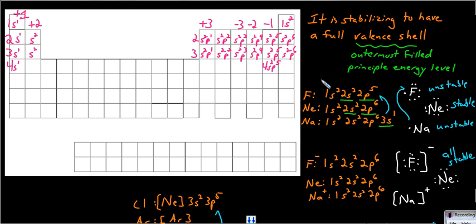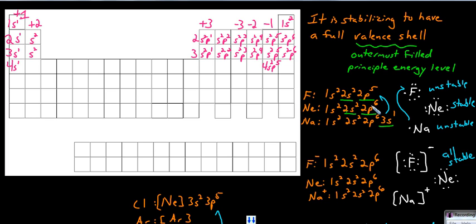As an example, neon, you can see that its electron configuration is 1s2, 2s2, 2p6. You can see that principal energy level 2 has all of the 2s subshell and all of the 2p subshell filled. We can say that neon is very stable. It has a full octet. It has, let's see, 2 plus 8.